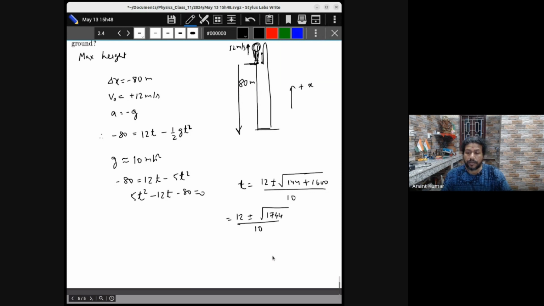By 10. So I'm looking for root 1744. 40 squared is 1600. 41 squared is how much? 1681. 42 squared will be... but I need to compute the square root, or you can just use a calculator. It will possibly be easier for us, right?